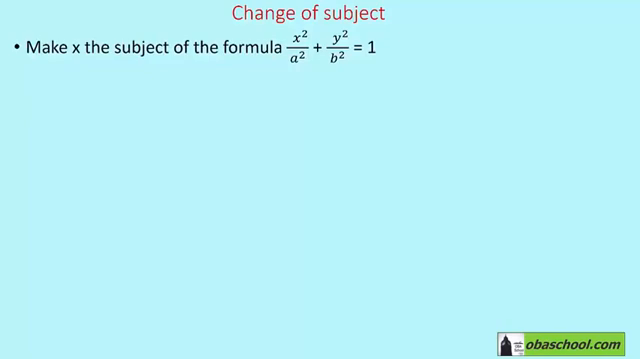The example says, make x the subject of the formula x squared over a squared plus y squared over b squared equal to 1. So the first thing we're going to have to do is to recopy that formula in order to start with the isolation process.